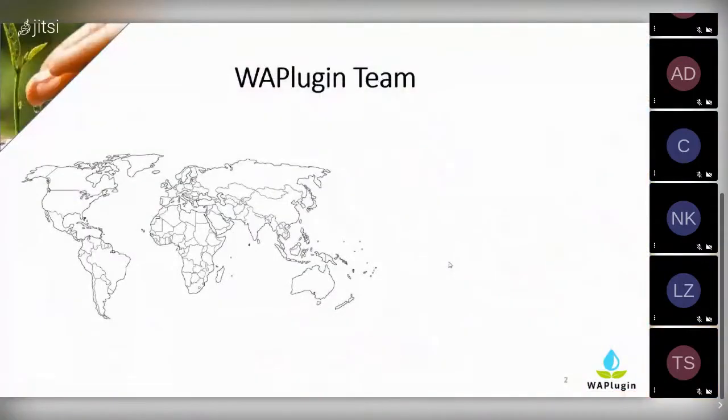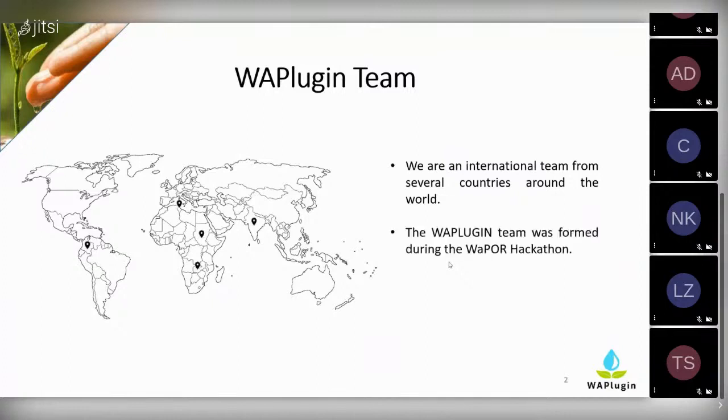So first of all, the Waplugin team, we are a young international team from several countries around the world, from Colombia, Tunisia, Zambia, India. Currently, we are 4 people, 2 women and 2 men working on this project. The Waplugin team was formed during the Wapper Hackathon, so we didn't know each other before the hackathon, and we met during this event. The team members were professionals and computer science engineers, so we supported each other for successfully creating an application for the Wapper platform.